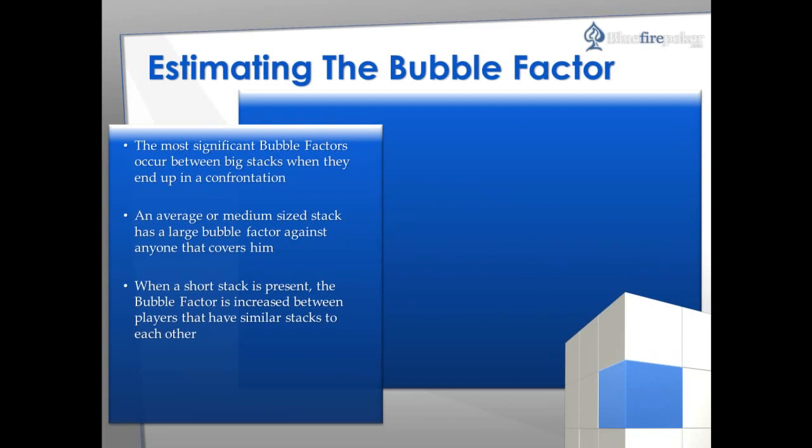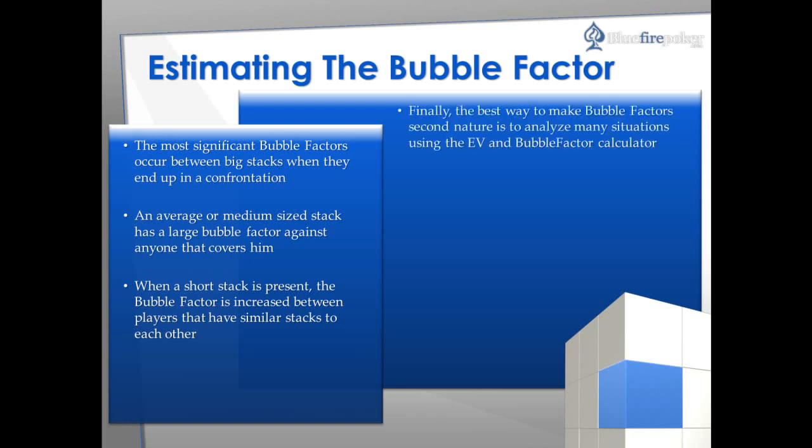So if there are 2 average stacks and then a short stack at the table, the 2 average stacks are going to have much higher bubble factors against each other than what the average bubble factor for the table would be. And we saw that in the example for 3 players where there were 2 players with 6,000 chips and 1 with 1,500. The 2 players with 6,000 chips had much higher than average bubble factors against each other.